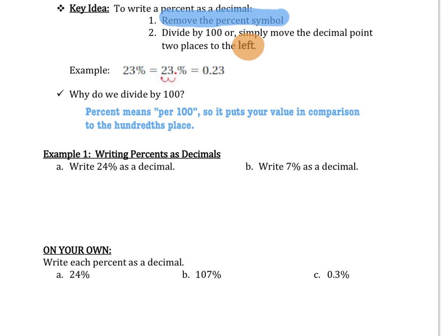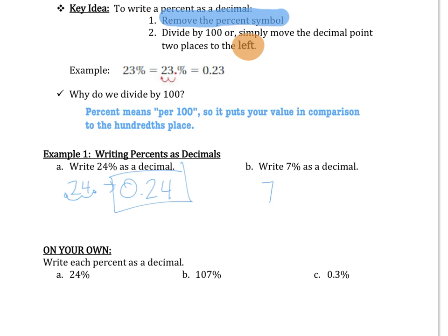If we wanted to write 24% as a decimal, the first thing I want to do is write the number without the percent sign. Since it's 24, the decimal point is technically starting immediately behind the 4. So when you move it 2 places to the left, it now becomes 0.24.